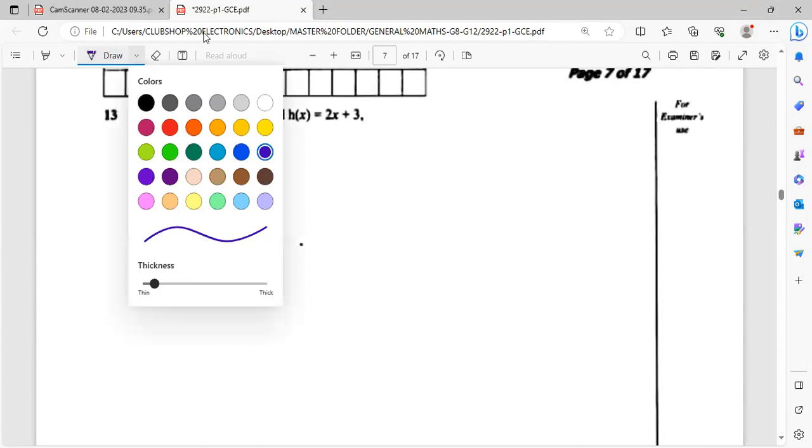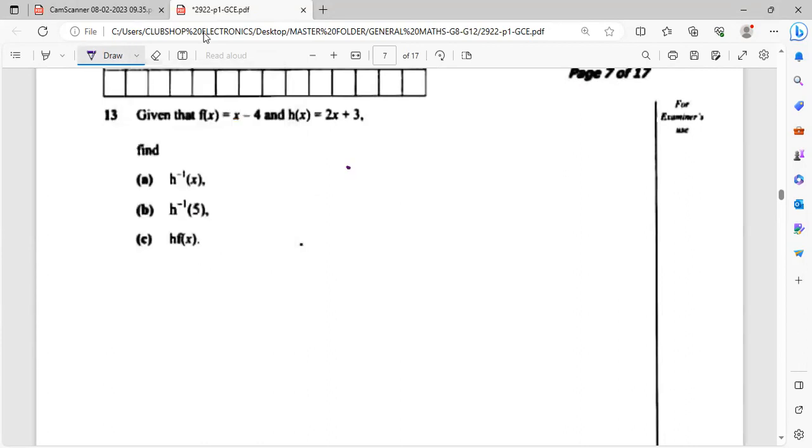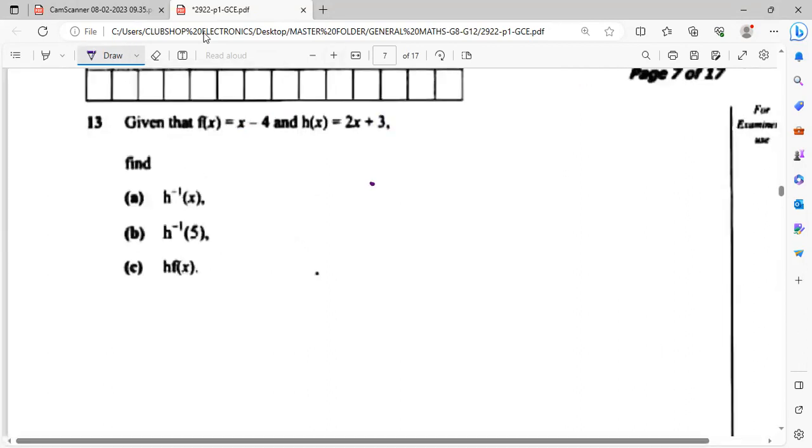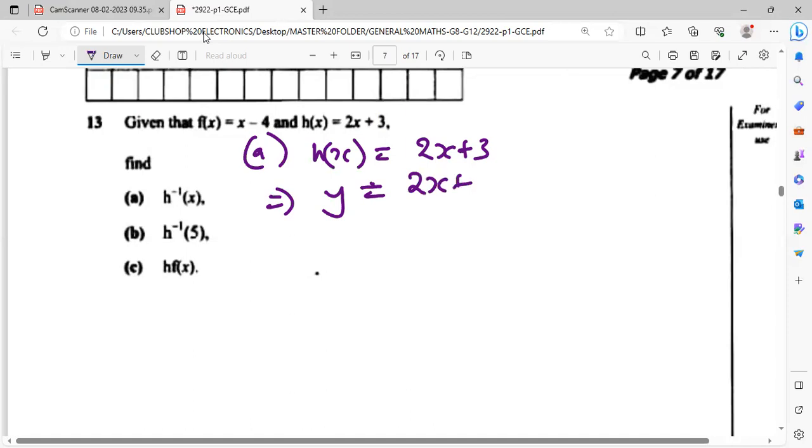The next one is, given these two functions, let's find the inverse. All right, to find the inverse of h acting on x, we have h of x defined as 2x plus 3. So we can say h of x is defined as y, so you put y equals 2x plus 3. This implies that if you want to rewrite this, you can say 2x plus 3 is equal to y.